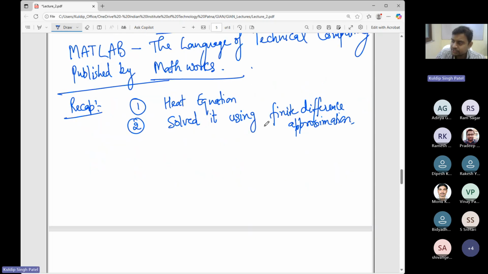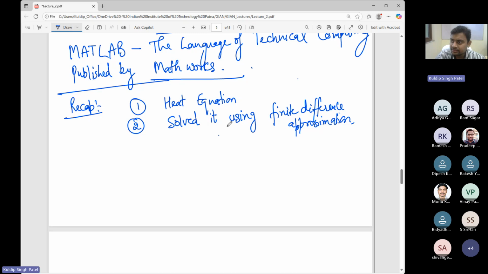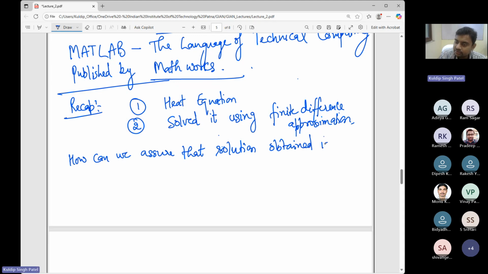But there are questions. Who guarantees that whatever solution you obtained is correct? This is a very simple question. We obtained some solution, V11, V12, V21, V22. So who guarantees that it is correct? The challenge for us is how can we assure that the solution obtained is correct? You might have obtained an incorrect solution because you are using finite difference approximation. So this is the first challenge.